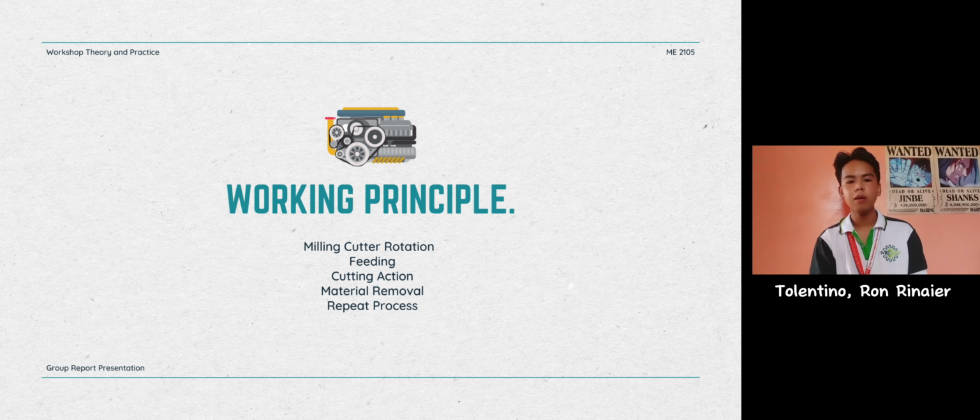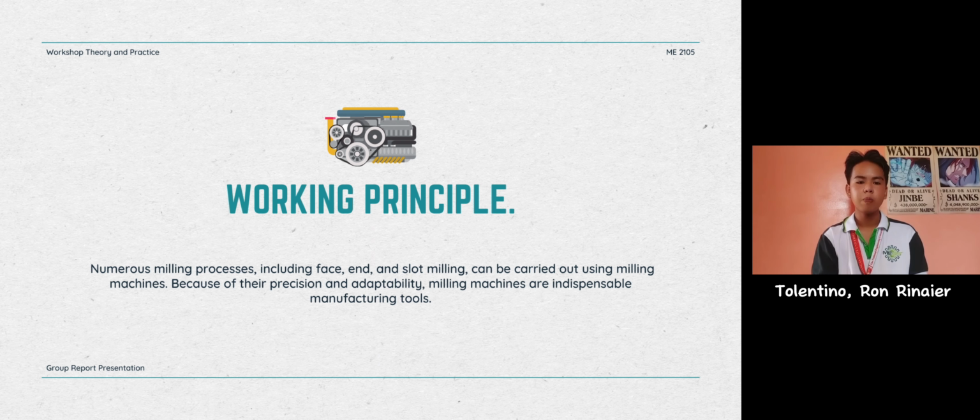The work table or workpiece is moved in relation to the rotating cutter, which can be controlled manually or through automated systems like CNC. The process repeats until the workpiece has the required size, shape, or surface finish.